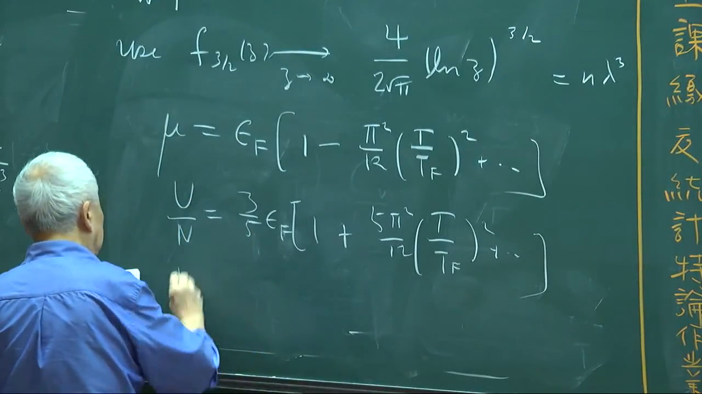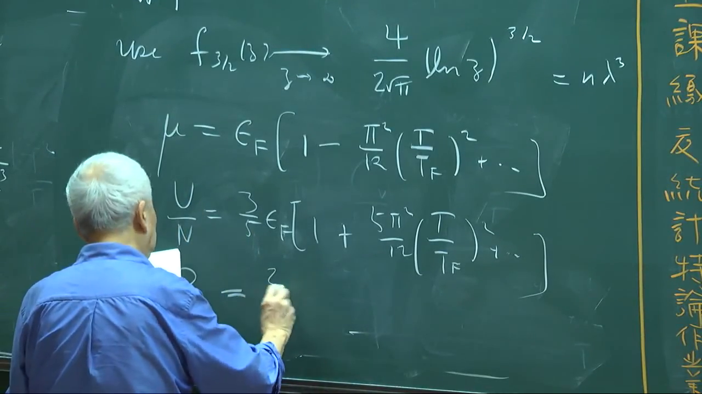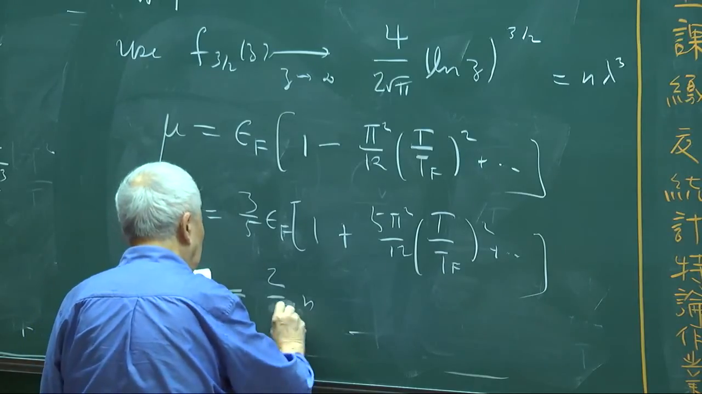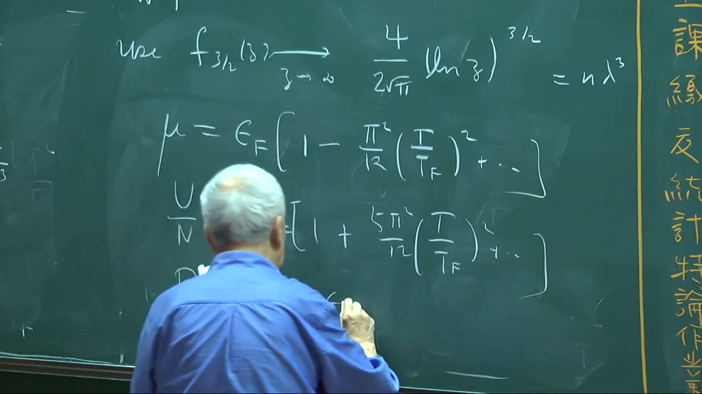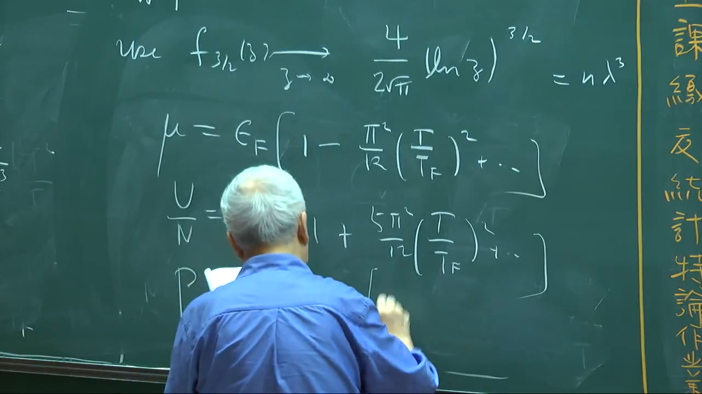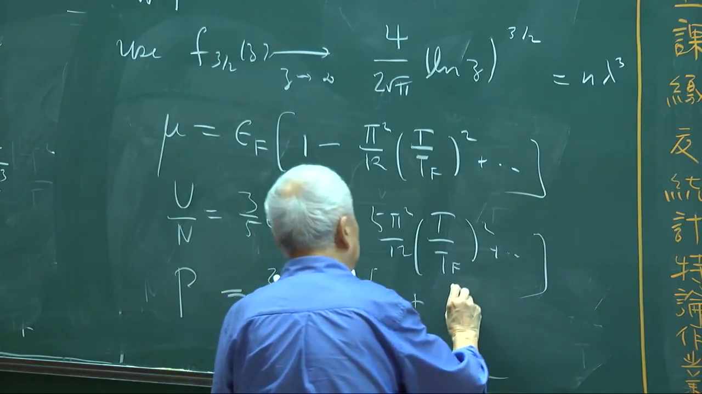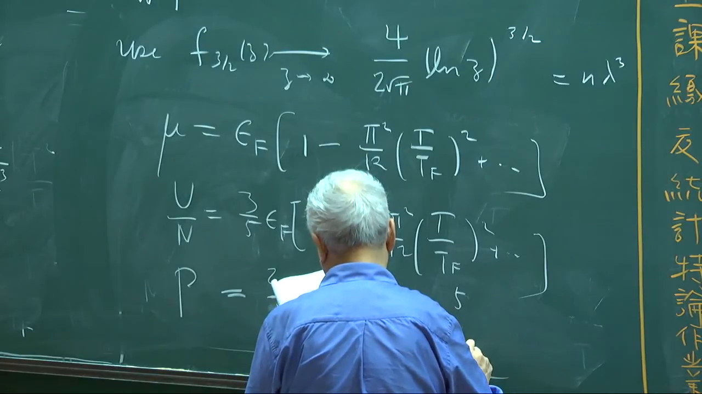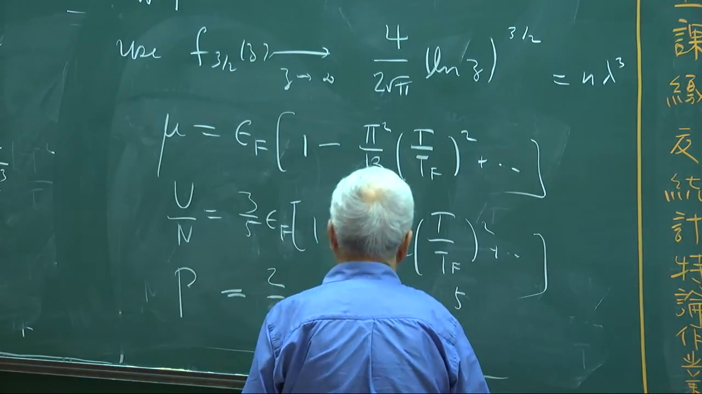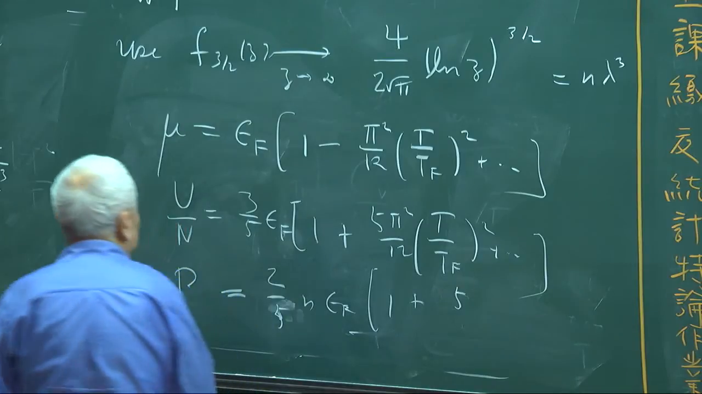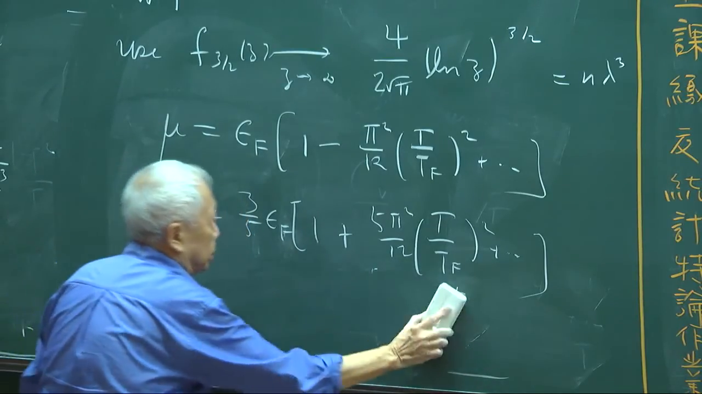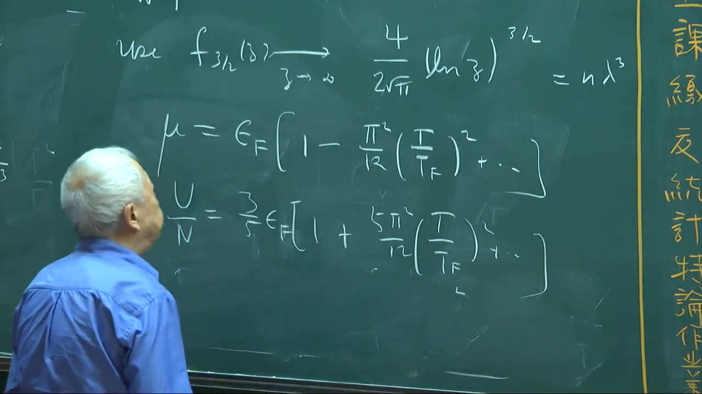And the pressure is equal to 2/5 n epsilon f times 1 plus a correction, or just differentiate. I'm not going to quote it. Just from this you can work out all the rest. So anyway, you can see how you can work out the next correction.